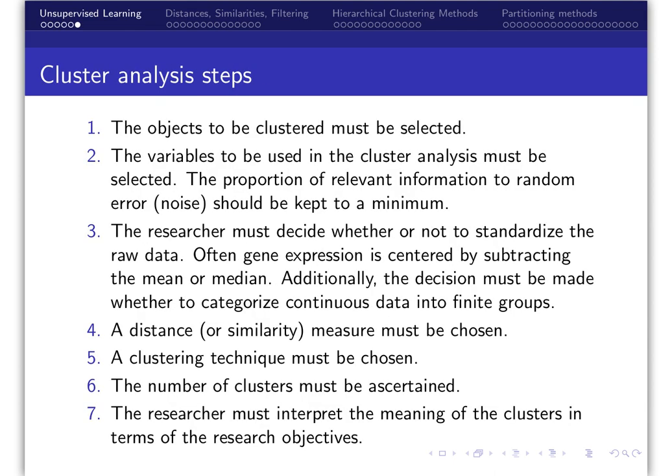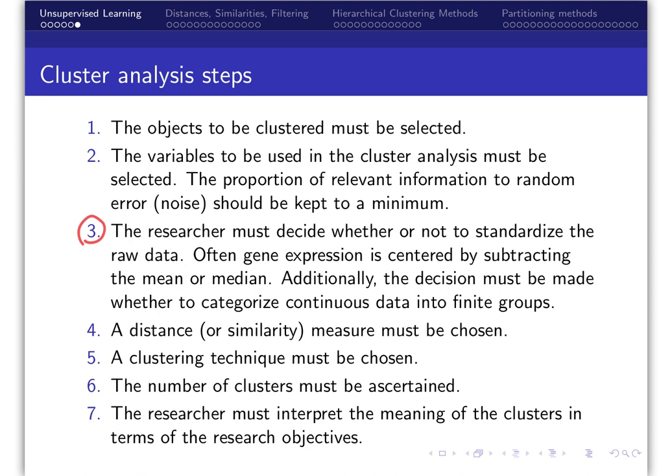In 1993, Gordon listed the following general steps that are involved in a cluster analysis. The objects to be clustered must be selected. We can cluster observations or genes. The variables to be used in the cluster analysis must be selected. The variables must contain enough information to permit the accurate clustering of the objects. The proportion of relevant information to random error or noise should be kept to a minimum. For that reason, the gene expression dataset is often filtered.